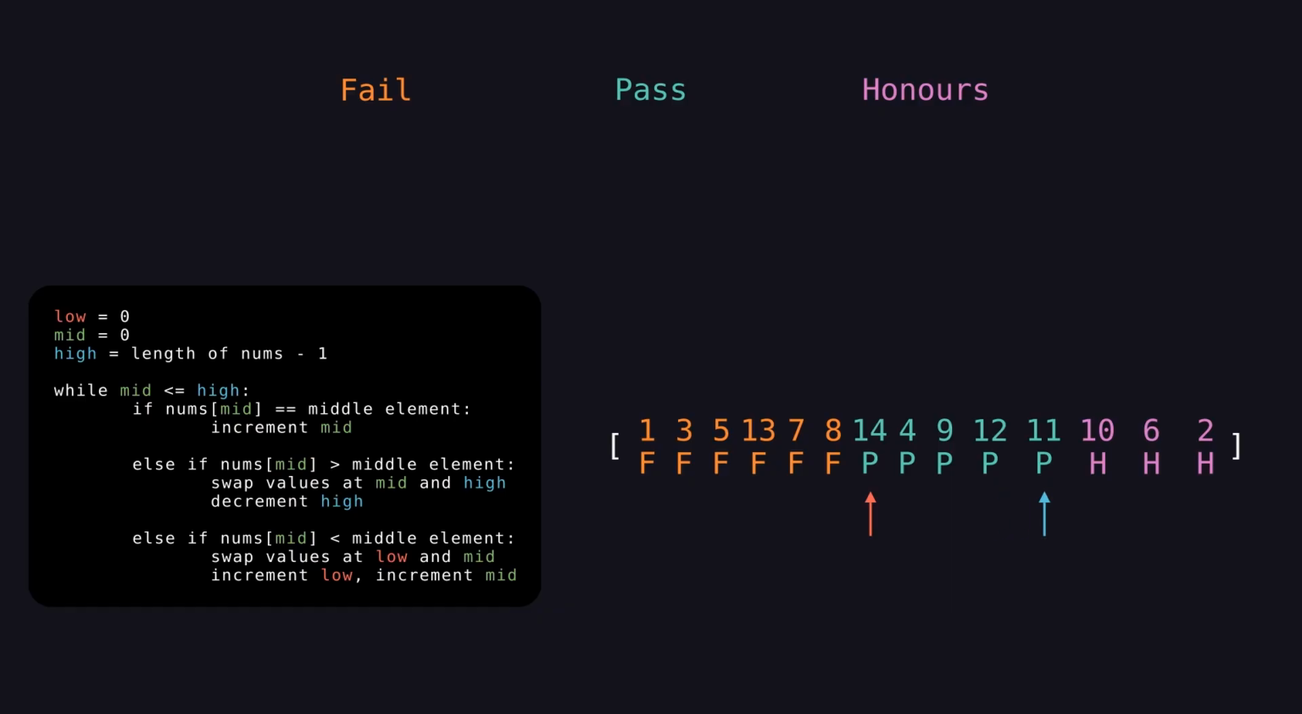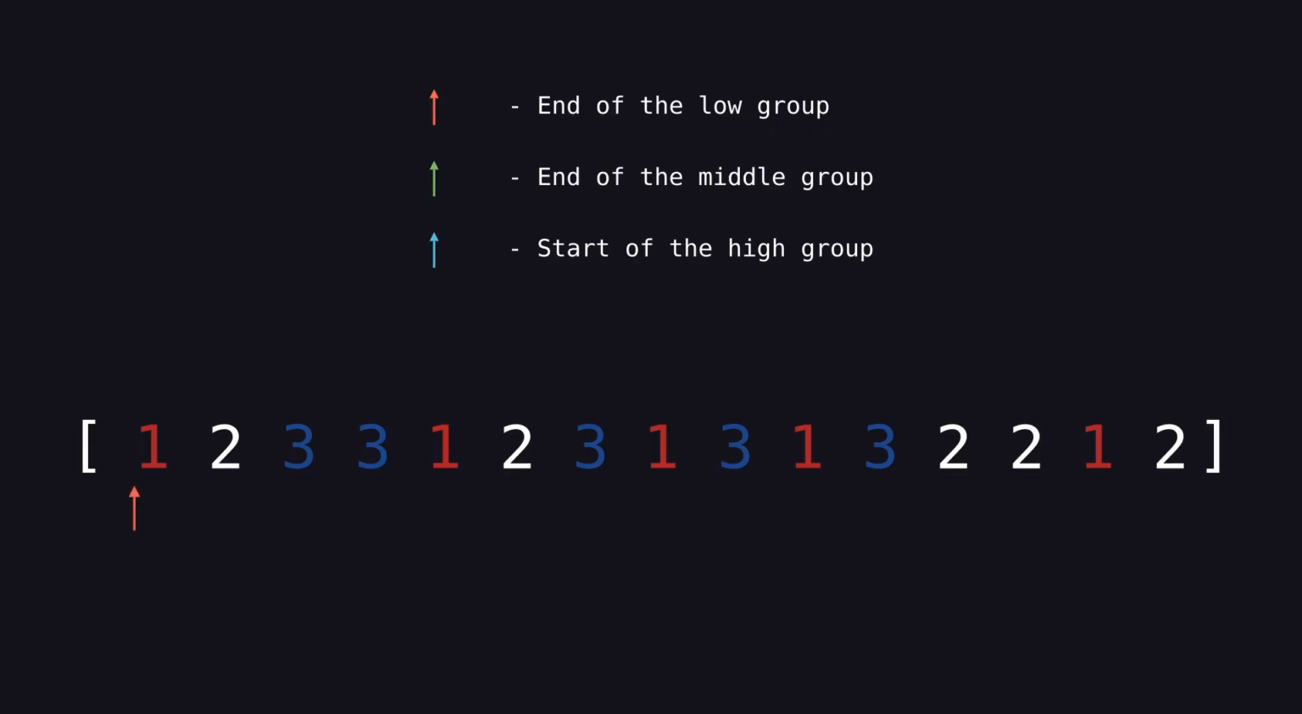You've seen a few examples now, so you can probably start to see why it works. Essentially, the low pointer keeps track of the end of the first group, the middle pointer keeps track of the end of the middle group, and the high pointer keeps track of the start of the high group. That is also why the swapping works, because if the value at the mid pointer is less than the middle element, you swap it into the low category, and you increment both the low and mid pointers to nudge the ends of these groups. If the value at the midpoint is the middle element, you increment the mid pointer to nudge the end of the mid group.